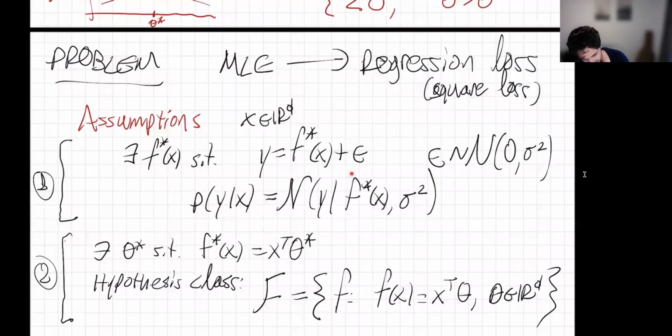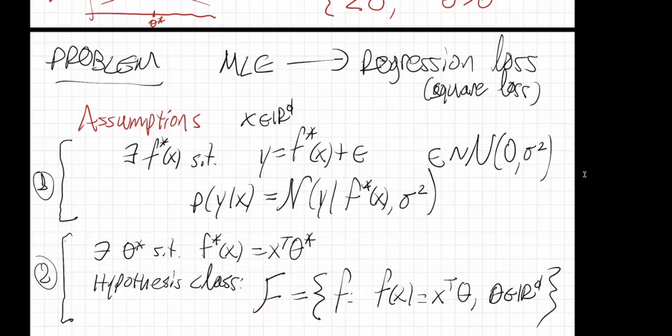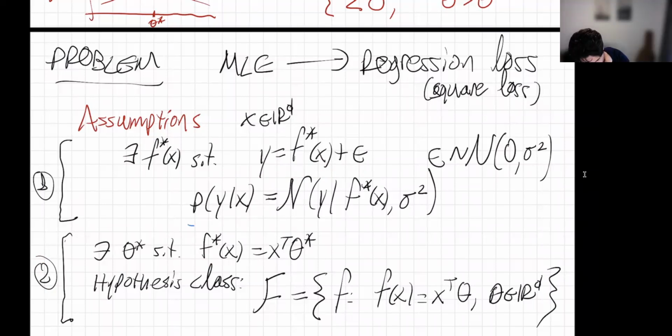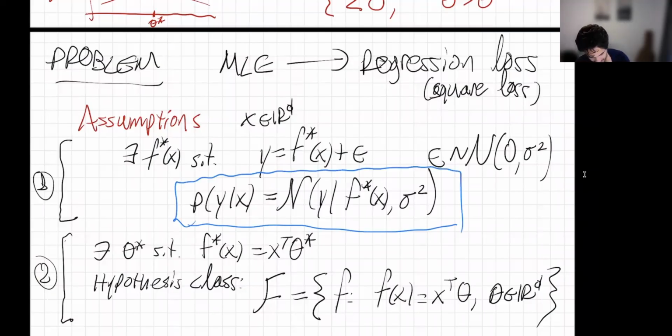The assumption is that the data is generated in this form. Assumption number one, there exists some ground truth F star. And assumption two is making it more precise. It's telling us that this F star can be written like this. And part of assumption one was this. Assumption one is actually giving us this conditional distribution that we want. We didn't write it explicitly here, but this is actually the way it's written. It's a parametric family.